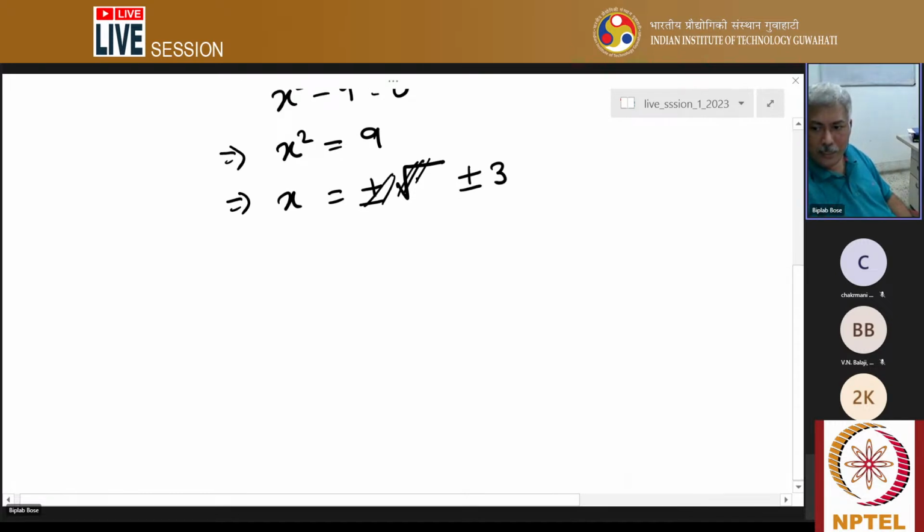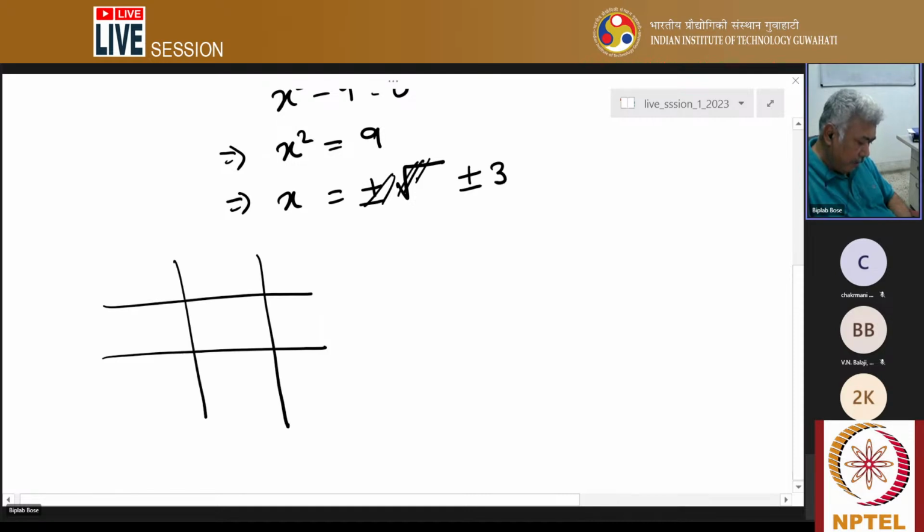In one lecture, I have explained how to actually find the stability of a steady state for a one-dimensional system very easily using a tabular method. So what is that? The method is, I'll draw this type of table. In the middle row here, I write x equal to one of the steady states, plus 3, right? So I write x equal to 3.